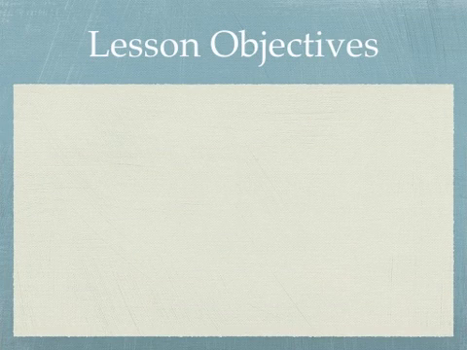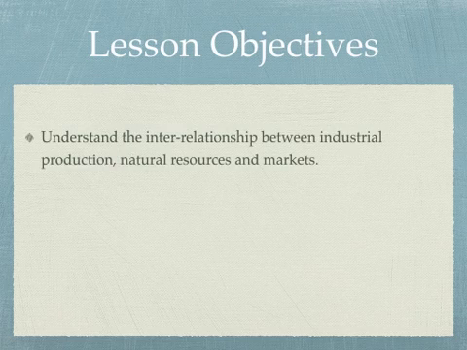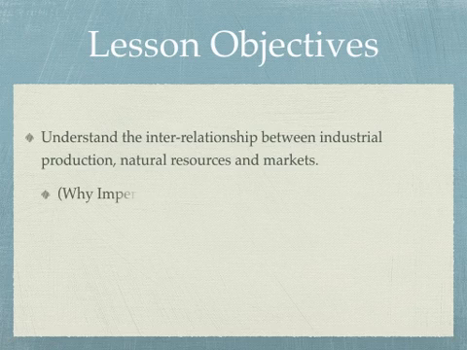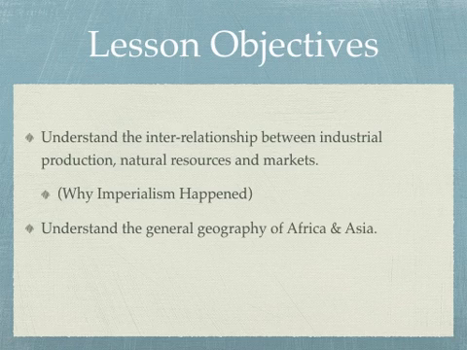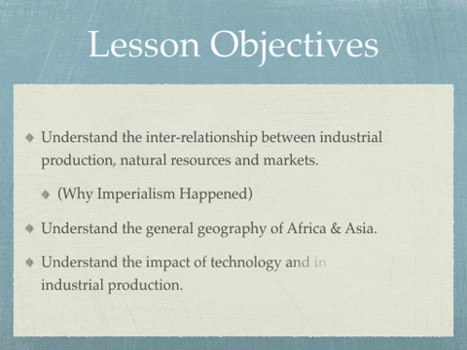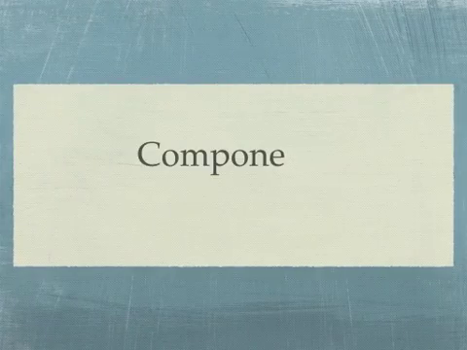Lesson objectives. Understand the interrelationship between industrial production, natural resources, and markets, or why imperialism happened. Understand the general geography of Africa and Asia, and understand the impact of technology and innovation on industrial production.